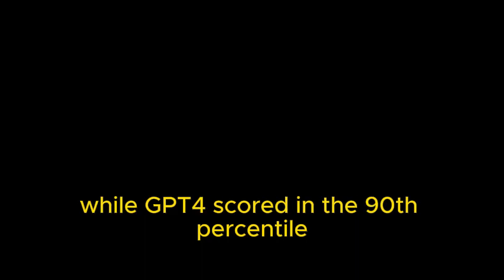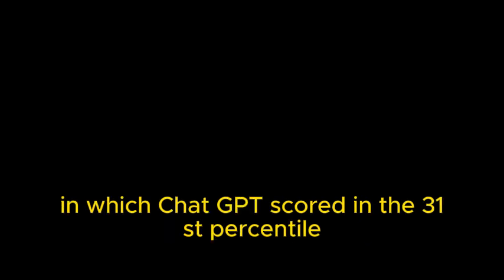For example, on the Uniform Bar exam, ChatGPT scored in the 10th percentile, while GPT-4 scored in the 90th percentile. The same goes for the International Biology Olympiad, in which ChatGPT scored in the 31st percentile and GPT-4 in the 99th percentile. This progress is very impressive, especially considering that it was achieved in less than 1 year. Table 1-1 summarizes the evolution of the GPT models. Table 1-1. Evolution of the GPT models.